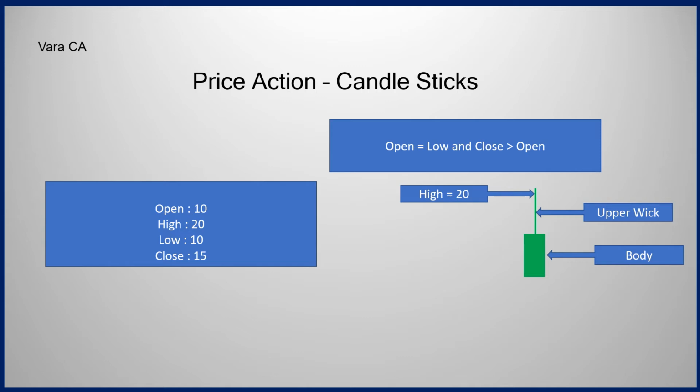Now let us try to understand some combinations. The open, high, low, close prices may not be 4 different prices, right? In this example, the open price is also the low price of the day. Open is 10, low is 10, high is 20, close is 15. So how does that get plotted? High as usual on top, then open and low are the same, so they get plotted here. Then close is 15, it gets plotted here because close is more than open. This is a bullish candle with an upper wick. Obviously there won't be a lower wick.